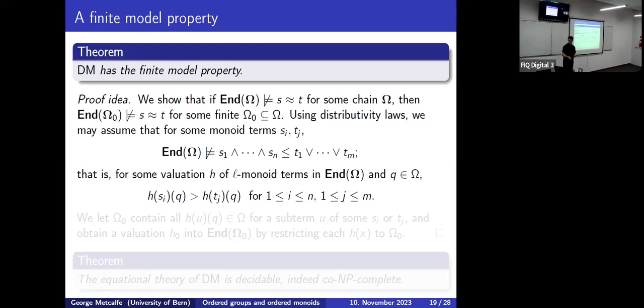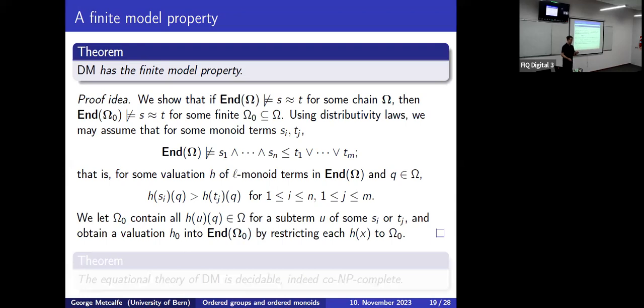And then what we do is we look at the set, and it will be finite, Ω0, which contains all h(u)(q), where u is a subterm of some si or tj. So basically, we focus on the elements we need in Ω. And then we obtain our evaluation, which makes this equation fail in a finite distributive model.